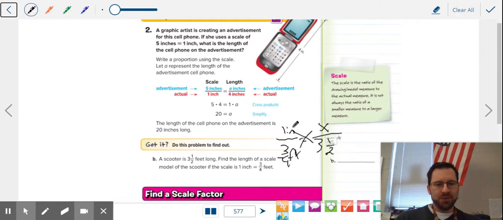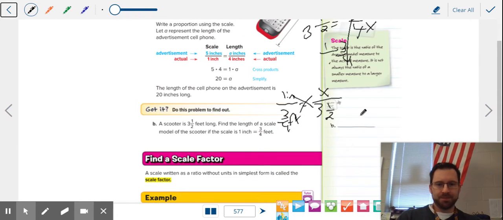Now this one, if you look, it's hard to see sideways what the relationship is. So 1 times 3.5 is 3.5. 3/4 times x is 3/4 x. And then how do you undo multiplication? You do the opposite. Divide by 3/4. We're going to divide both sides by 3/4. Those cancel. 3.5 divided by 3/4 is 4 2/3.